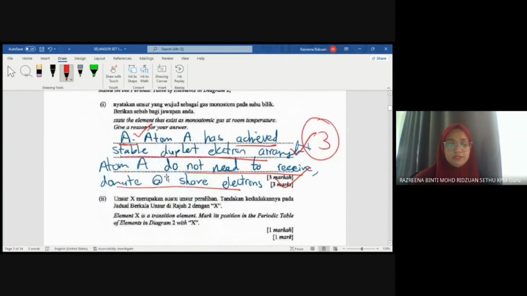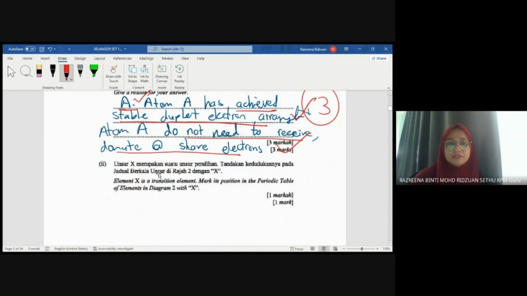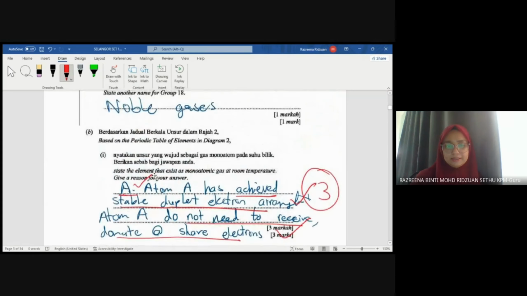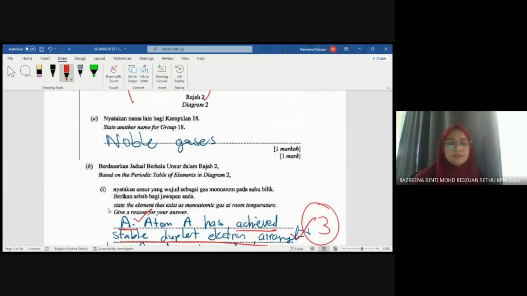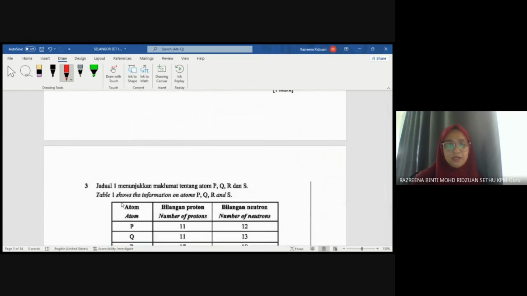Next, 2. Element X is a transition element. Mark its position in the periodic table with an X. The transition elements are between here and here, so you can mark anywhere around here. Okay, that's the answer for 2.